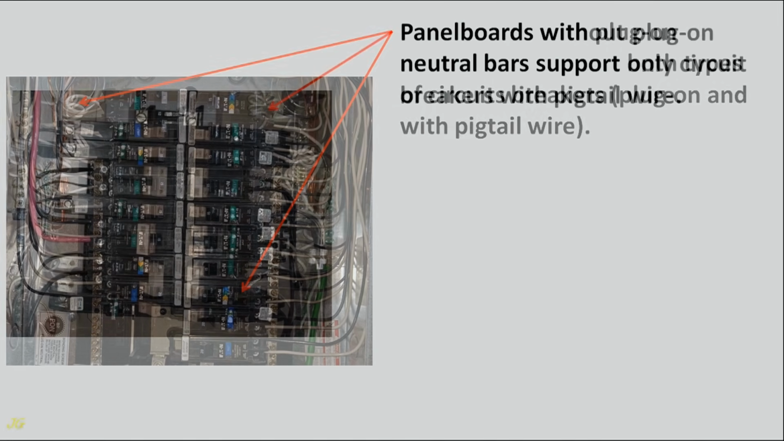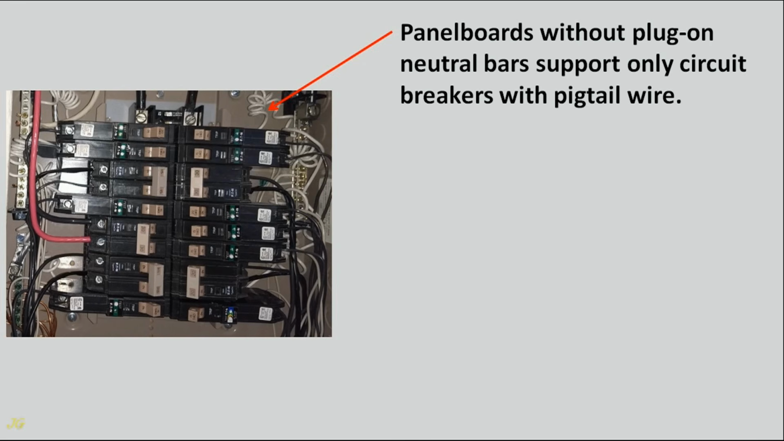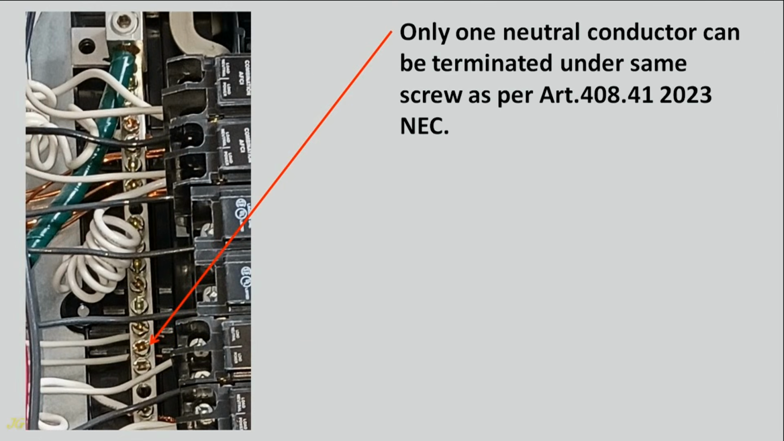Panel boards with plug-on neutral bars support both types of circuit breakers, plug-on and with pigtail wire. Panel boards without plug-on neutral bars support only circuit breakers with pigtail wire. Only one neutral conductor can be terminated under the same screw as per Article 408.41, 2023 NEC.